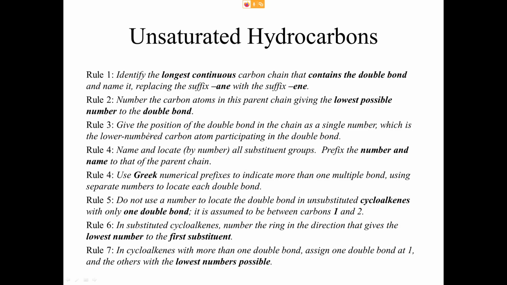Once we give the double bond its lowest possible number, everybody else gets what they get, because it's not a priority. If you're not highest priority, there's no trophy for second place. You simply get what you get. So we name all the other substituents, give them their numbers and so forth, and Greek prefixes if they need it, if it's di or tri methyls or something. And that's how we prioritize double bonds.